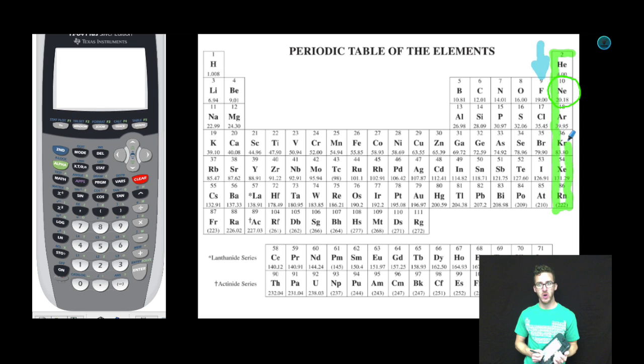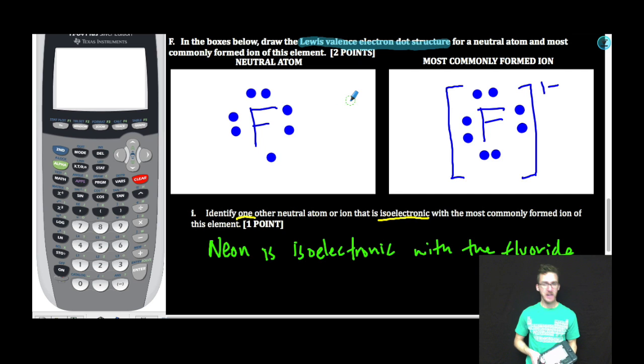Everyone thinks the noble gases are so cool. Noble gases, I'm so noble, kingly, queenly. Ooh, I want to be just like them. Posers. And that is it. We are done with this free response.